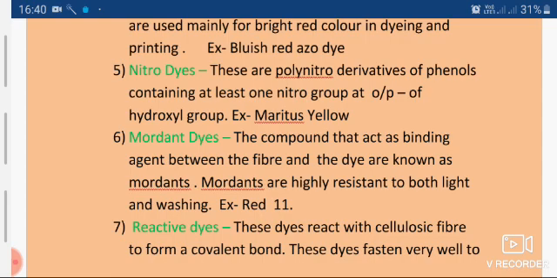The next is nitro dyes. The nitro dyes are polynitro derivatives of phenols containing at least one nitro group at ortho or para position of the hydroxyl group. And the example is Martius yellow. In nitro dyes, one or more nitro groups are present at ortho or para position of the hydroxy group. It means it could be a para-nitrophenol, ortho-nitrophenol, or any other dye.